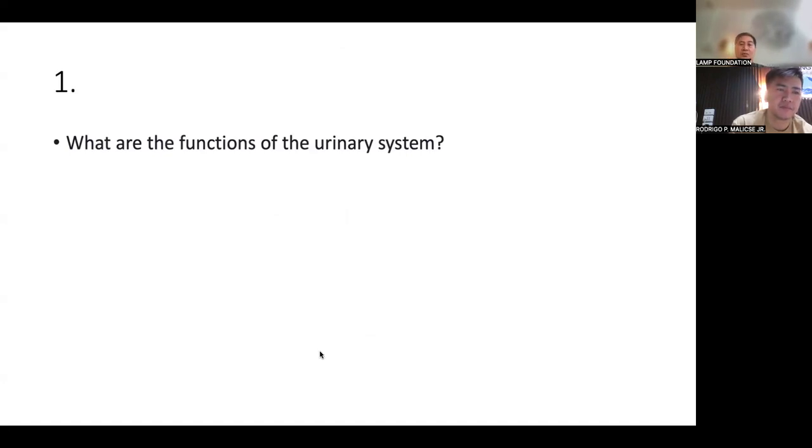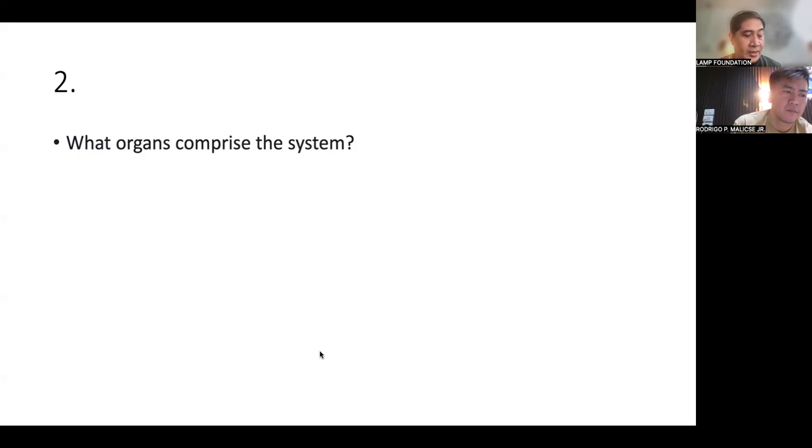What are the functions of the urinary system? The functions of the urinary system: we have two functions. Number one, removal of waste from the blood. Number two, transports, stores, and eliminates the urine. What organs will comprise the urinary system? We have the kidneys and ureters, the urinary bladder, and the urethra.